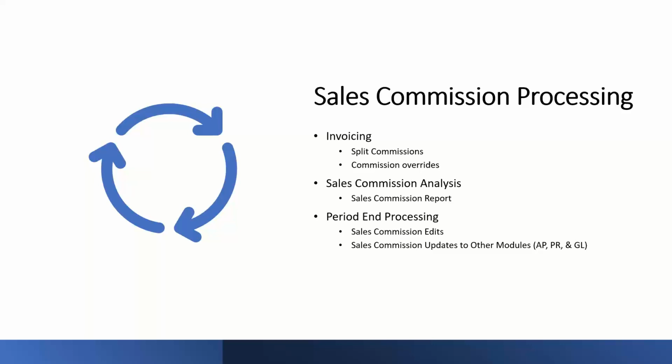Once we've done our transactions, the next thing we're going to take a look at is the analysis, the reports that are available to us in the system, as well as then we'll take a look at the period end processing. Period end processing is where we do our edits after analyzing our commission report for the month. And then once we've done our edits, then we're ready to do our updates to the other modules if we've set the system up to do so.